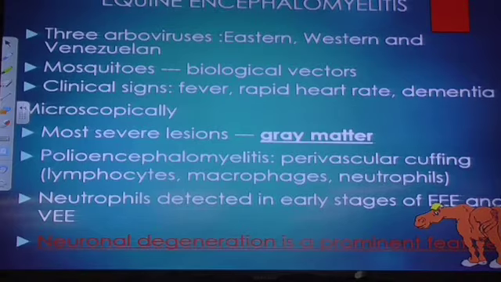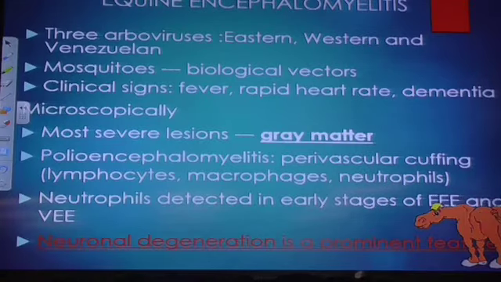Now it does say neutrophils. Neutrophils are only seen in one type, in the early stages of EE. That is a very, I would say pathognomonic, but significant presentation of EE that helps you differentiate it from the other 2 encephalitides. We also see neuronal degeneration, and that's also a prominent feature in this disease. So not VEE or a WEE.